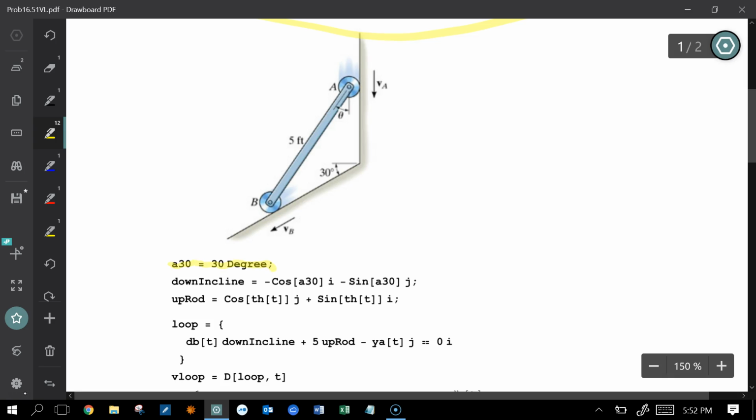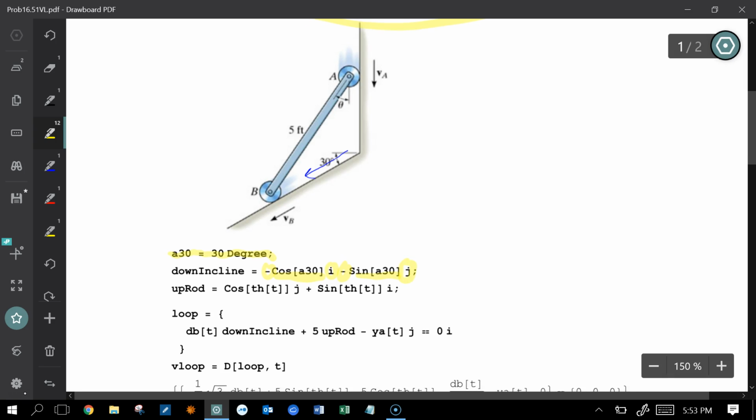And now I'm going to define some values that make it easier to type. A30 is 30 degrees. It's an angle of 30 degrees. I'm going to define down the incline this way, the vector in this direction. This is down incline. Down incline is left, negative i, a distance of cosine 30 degrees, and it's down, negative j, sine of 30 degrees.